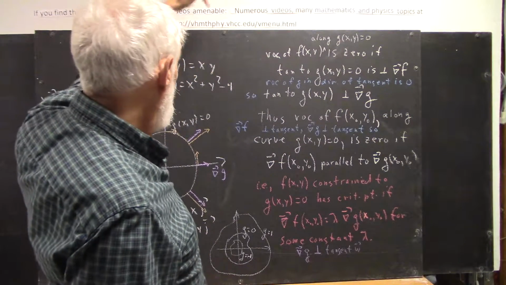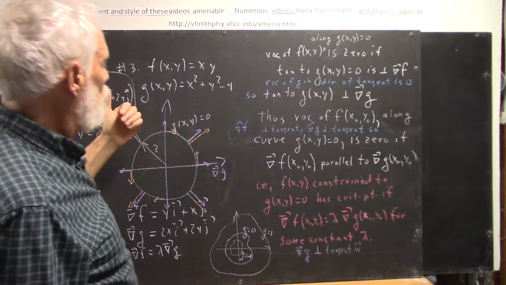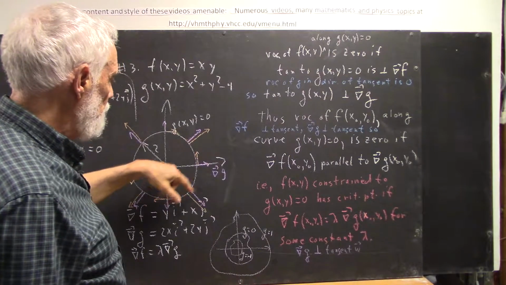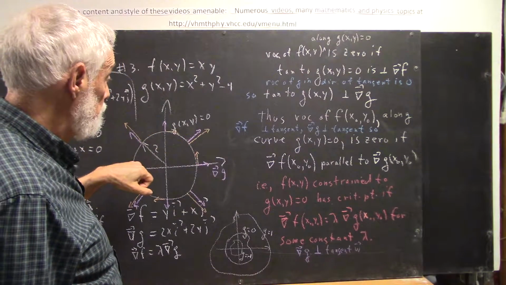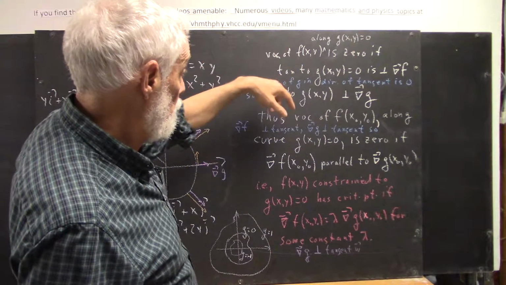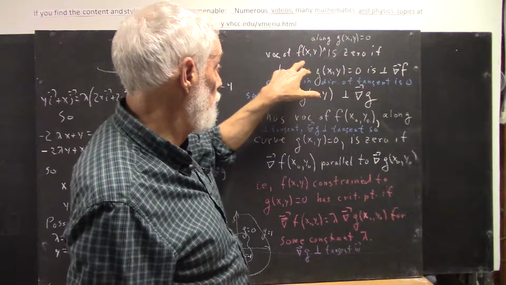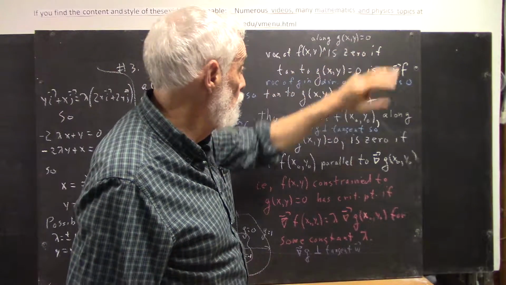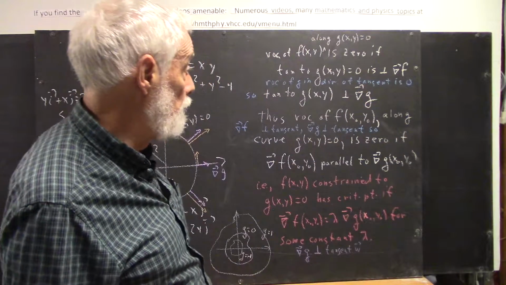Okay, what we want to do is find points at which f of x,y takes its maximum and minimum values as we move around the constraint curve. So what's the situation? Well, let's just review that again a little bit. The rate of change of f of x,y along g of x,y equals 0, that is, the rate of change of the f function as you move along the g of x,y equals 0 curve, the level curve of the g function.